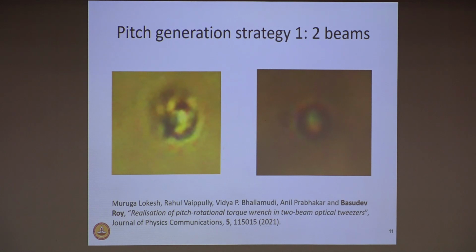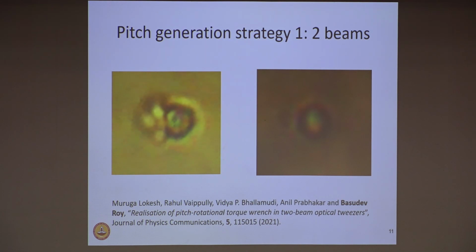So this is one extended object. There are two beams which are trapping it, one here, one here. In this case, one of the beams has been pushed in. The focus has been pushed in. By doing that, what was completely flat like this has generated an out of plane rotation. This is the first way of generating that.